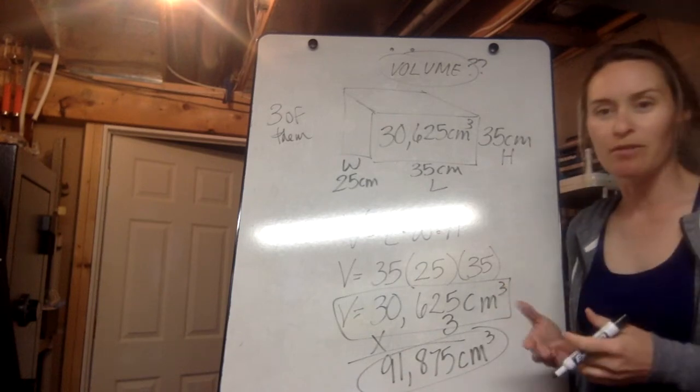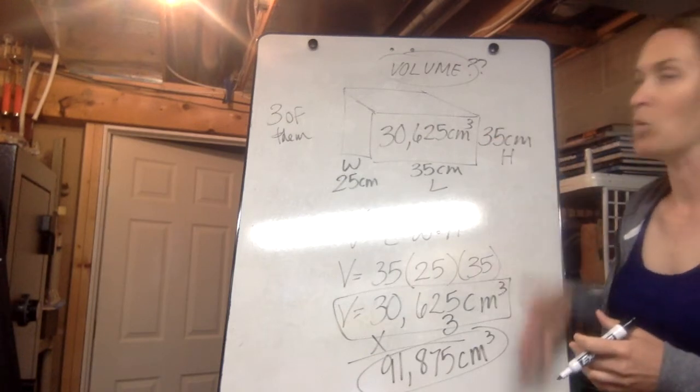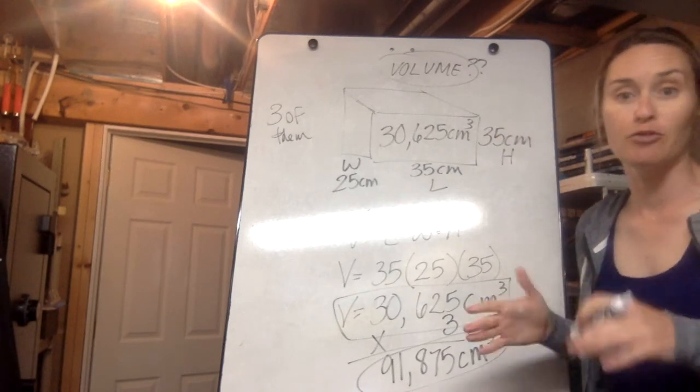So that's just an example of a multi-step volume problem where you're starting with a shape, you have to find the volume, and then there's one additional step. You might see some like that in the future, not today.